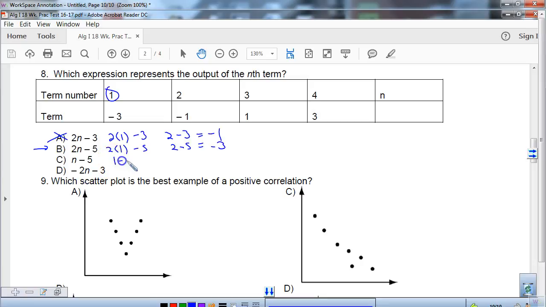N minus 5 would be 1 minus 5, which is negative 4, so that's not it. And then negative 2n minus 3 would be negative 2 minus 3 more is negative 5, so it's also not it. The only option that's even possible here is B.